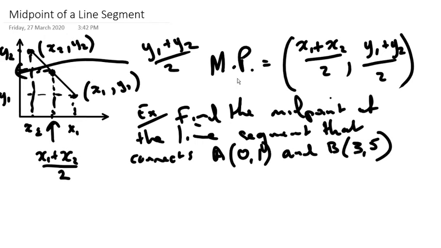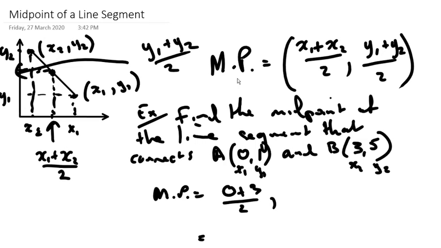Okay, so the midpoint equals, well, we take our two x values, x1 and x2, and we add them together. So 0 plus 3, divide 2. And we take our two y values, y1 and y2. We add them together, 1 plus 5, and we divide 2. We put a bracket because this represents a coordinate point. The midpoint is a coordinate point.